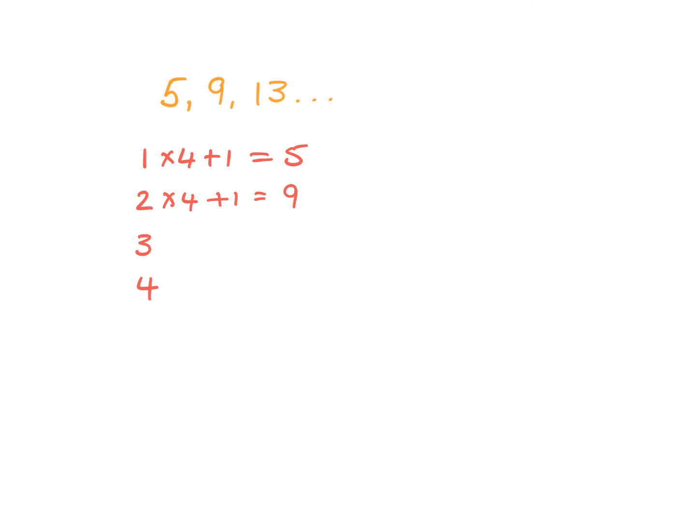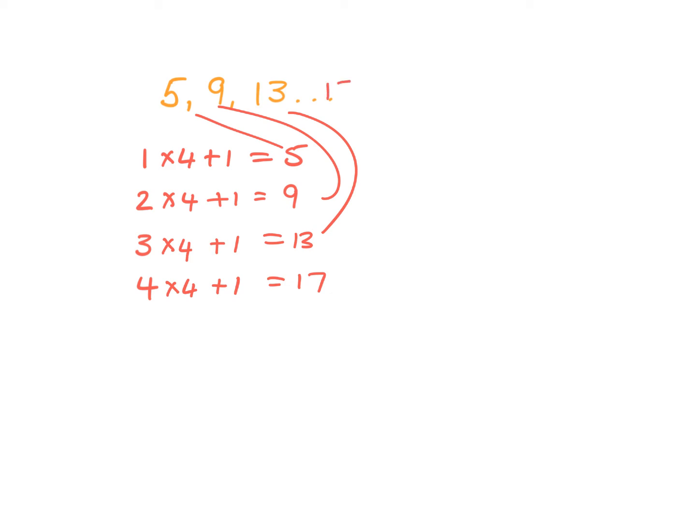So far, so good. Right, term 3, so term 3 times 4 plus 1, so 4 3s are 12, plus 1 is equal to 13, and so far I've got all of these correct, so I reckon my pattern is correct. So term 4 will be 4 times 4 plus 1, so 4 4s are 16, plus 1 is equal to 17, so the next one over here is going to be 17, and that would be correct.